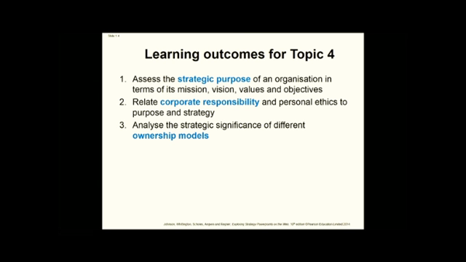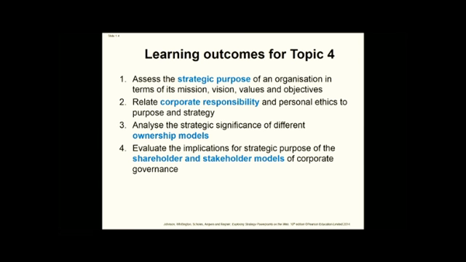We'll look at different models of ownership of organisations and how different ownership models can affect the strategy that the organisation adopts. We'll look at the implications for strategic purpose of 2 different models of corporate governance, that is, how an organisation is ultimately governed, controlled: shareholder governance and stakeholder governance. We'll look at those 2.